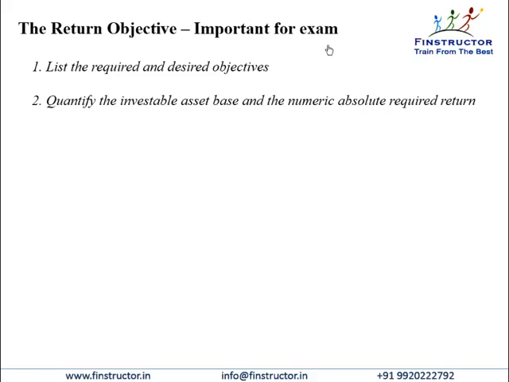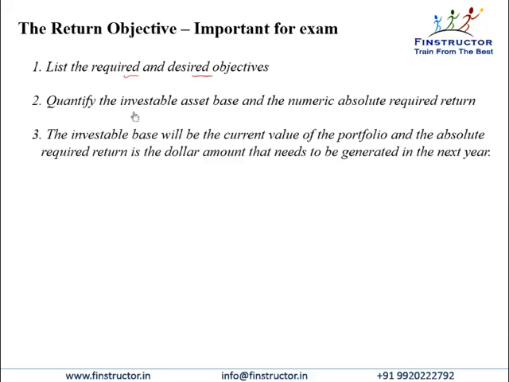So for the exam, please remember to list the required and the desired objectives. Quantify the investable asset base, that is, what is the size of the portfolio, and the numeric absolute required return. So let's say $100 is the investable asset base and $10 is what the investor needs to meet all his required objectives, his living expenses, children's education, and so forth.